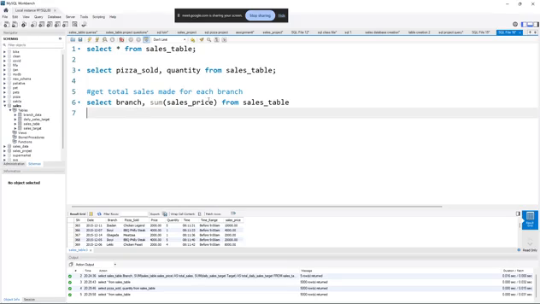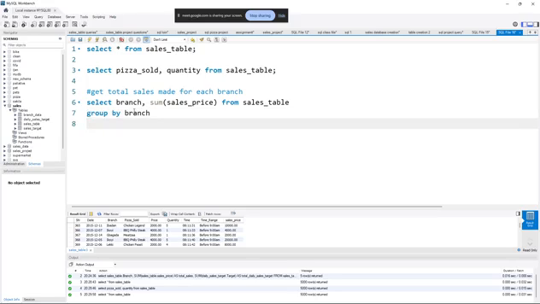And what are you going to be grouping by? You group by the thing that must be listed alongside the aggregate. So I'm grouping by the branch. Group by branch. Then once I have my answer, let me run this first.